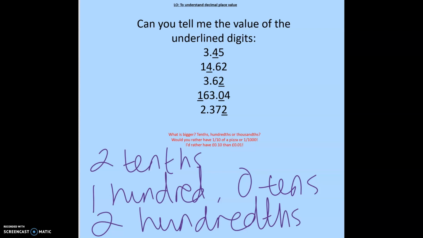Now, just as a reminder, which one is bigger, tenths, hundredths, or 1,000ths? Remember, when we move into numbers that are not whole numbers, a tenth is bigger than a 1,000th. Think about it as a fraction. I would much rather have 1/10 of a pizza than 1,000th of a pizza. Imagine a pizza being cut into 1,000 pieces. Imagine how little your little slice would be. And I'd much rather have £10 than 10p than 1p. So just thinking about that decimal place value and what is worth more.